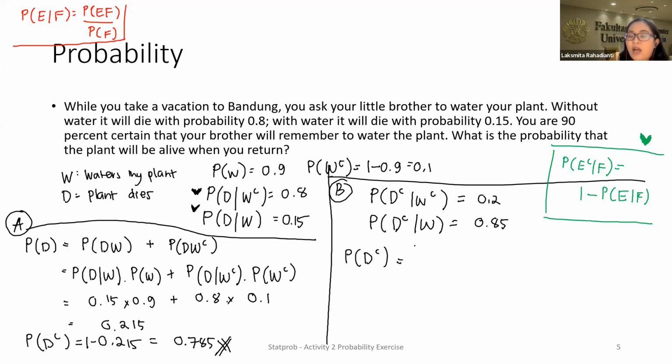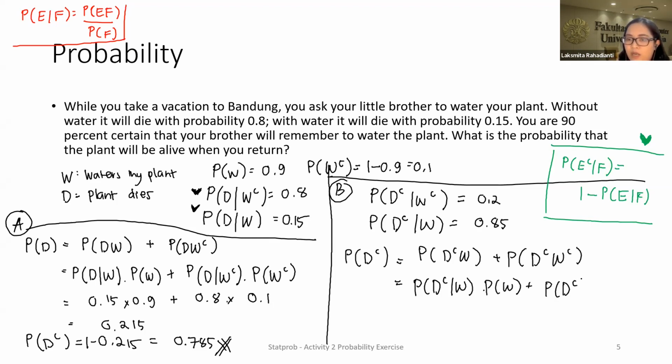Or in other words, I can now compute P(E|W) times P(W) plus P(E|W complement) times P(W complement), like that. And that will bring us to the information that we already had. If I recall, this computation also ends up to 0.785. Okay, so there are two ways that you could look at this.